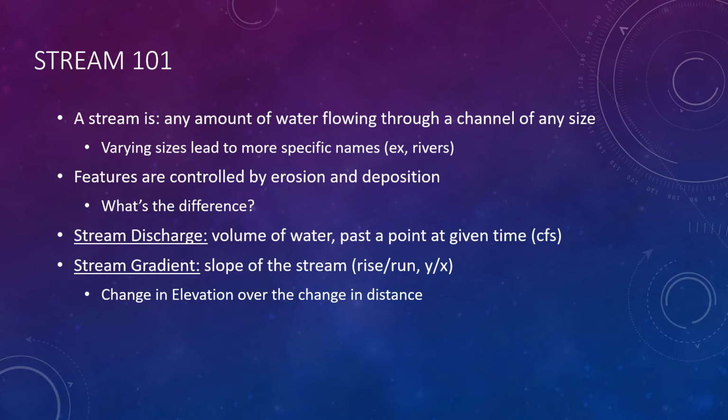The features that make up a stream are controlled by processes called erosion and deposition. Erosion occurs when running water moves or strips away rock particles, sediments, and soils that line the stream. In order for erosion to take place, the velocity or speed of the stream must be high enough to move the sediments sitting along the stream.